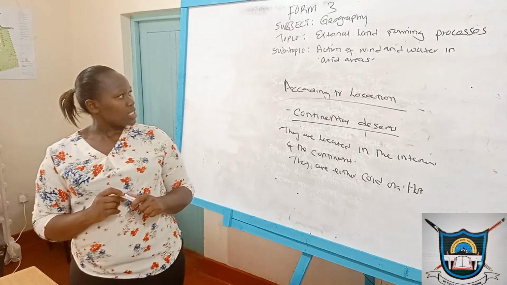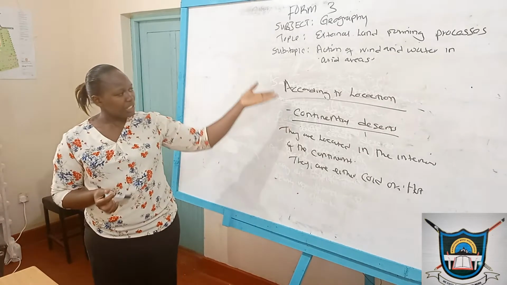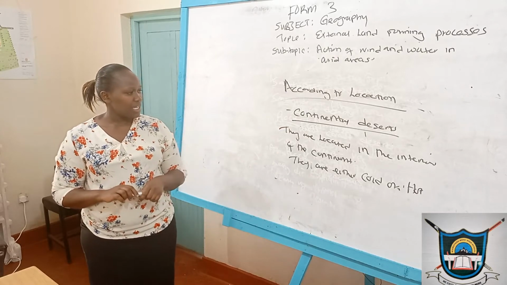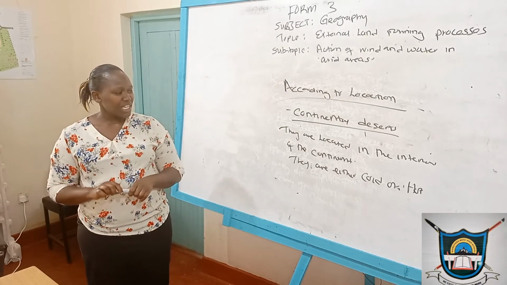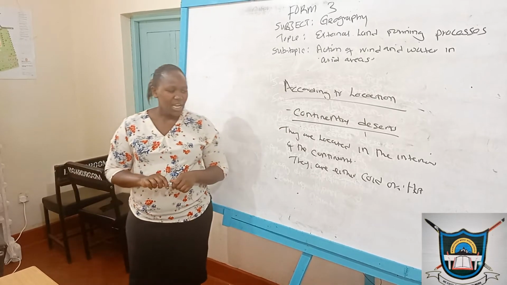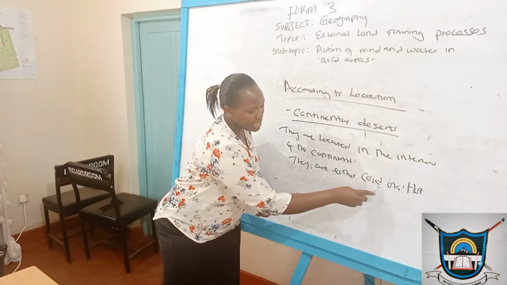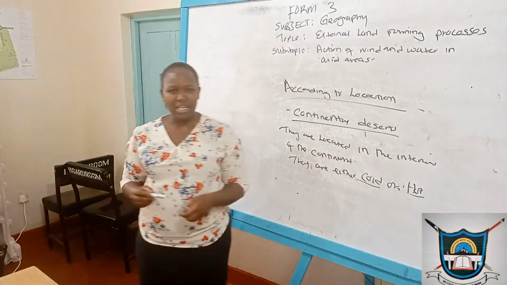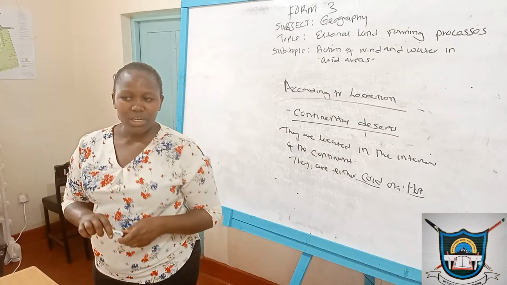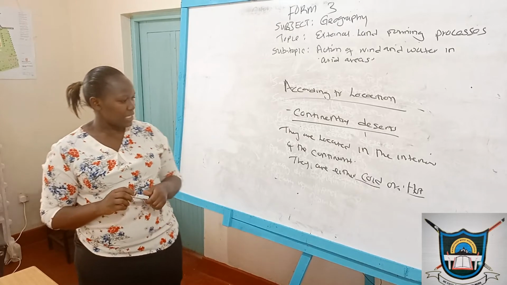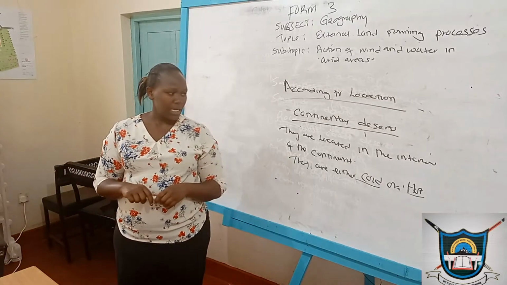So that is according to the location. We have said under continental desert, these are located in the interior of the continent, and they are either cold or hot deserts. Remember cold and hot deserts? We looked at it when we were looking at classification of deserts according to the temperatures experienced in them.